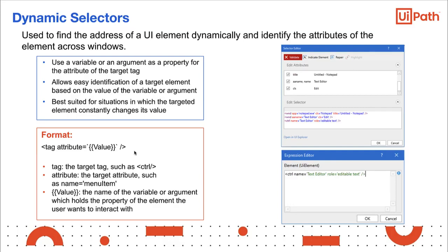In terms of format, when using a dynamic selector, we can simply copy and paste a line of the selector to the editable area and replace the contents after the equals mark with the variable that we create. And we can enclose the variable in double curly brackets.